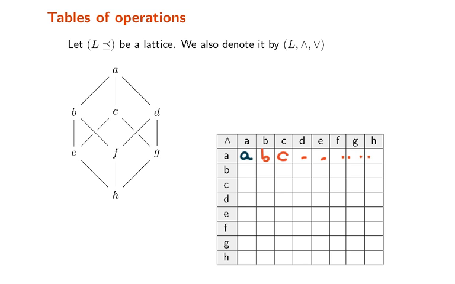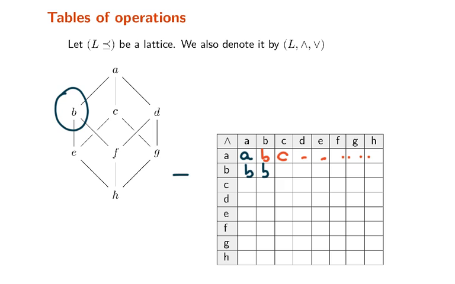Let's do one more in the second row. For instance, B, A, what goes here? Well, we take B and A, and we see that the meet is going to be B. So we see that this table is going to be symmetric, right? It's the same, the greatest lower bound between A and B, as between B and A. B and B is going to be B.